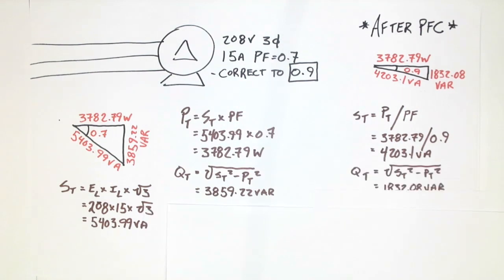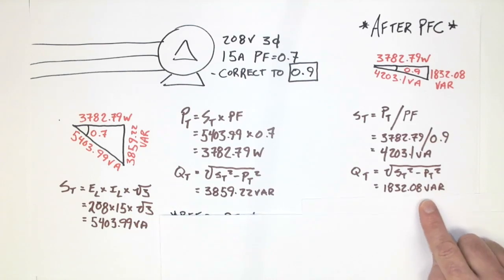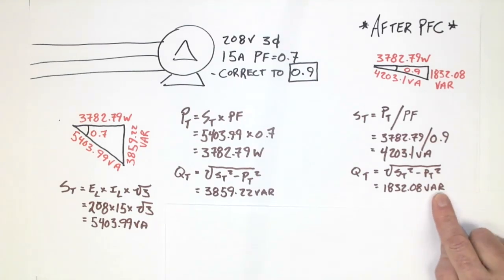Then I'm going to calculate my Q total, and typically I'm rather lazy, which means that I prefer to calculate my VARs using Pythagoras rather than cranking out what the angle is and doing sine of the angle. Once we've done this, our final step is then to determine what is the amount of leading VARs that we need in the system to power factor correct the motor.